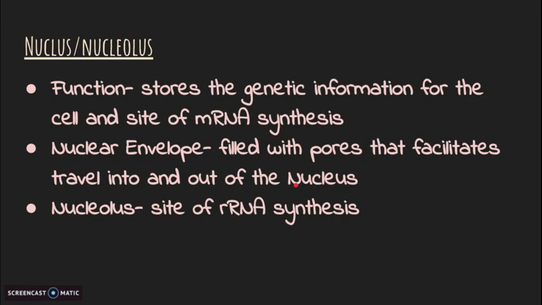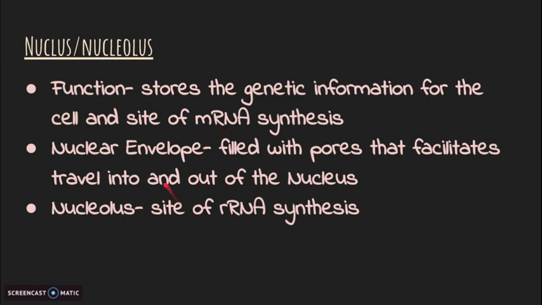The first thing I'm going to be talking about is the nucleus and the nucleolus. The function of the nucleus is that it stores all of our genetic information, or DNA, and it is also the site for mRNA synthesis. mRNA is the RNA that helps in our protein synthesis. This is very important since proteins are extremely important in our function, so mRNA is very important in making those proteins. That's where it's going to be made.